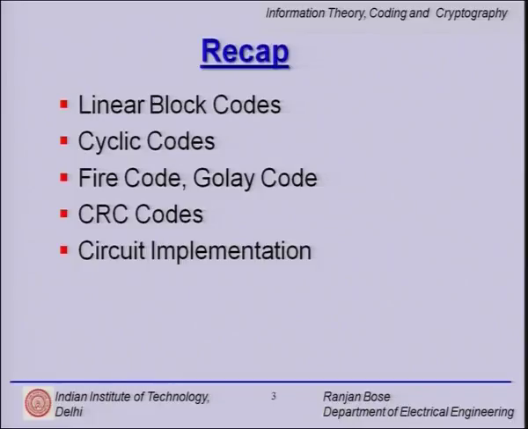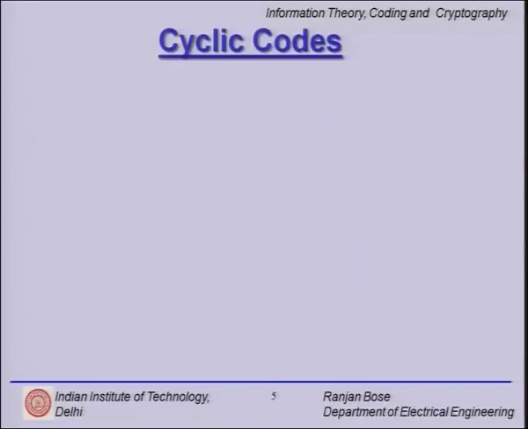So let's do a quick recap as to what we have done already. We have looked at linear block codes, which were putting certain algebraic constraints and enabled us to detect and then correct errors. A subclass of linear block codes were cyclic codes. We had additional algebraic constraints which made them much stronger codes in terms of error detection and even correction. We looked at certain types of cyclic codes and we looked at the circuit implementation. What we want to do today is to look at yet another subclass of cyclic codes called the BCH codes.